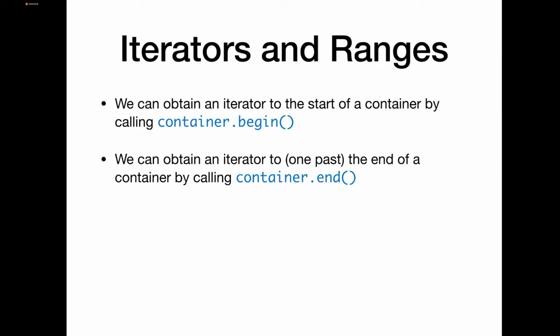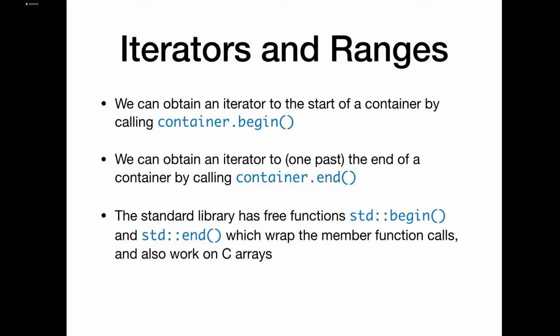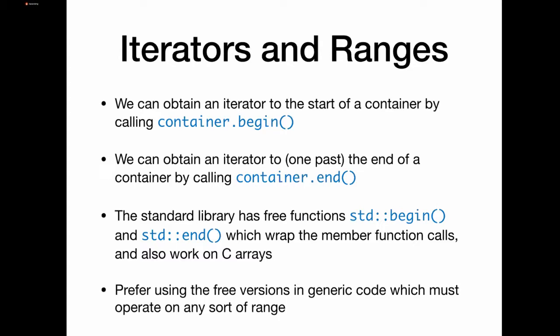This is just what I said. We can obtain an iterator of the start of a container by calling its .begin method. We can obtain an iterator of one past the end by calling the corresponding .end. And there are also these in C++11: added non-member free functions, std::begin and std::end. If you call std::begin on a vector, say, all it will do is call vec.begin for you.